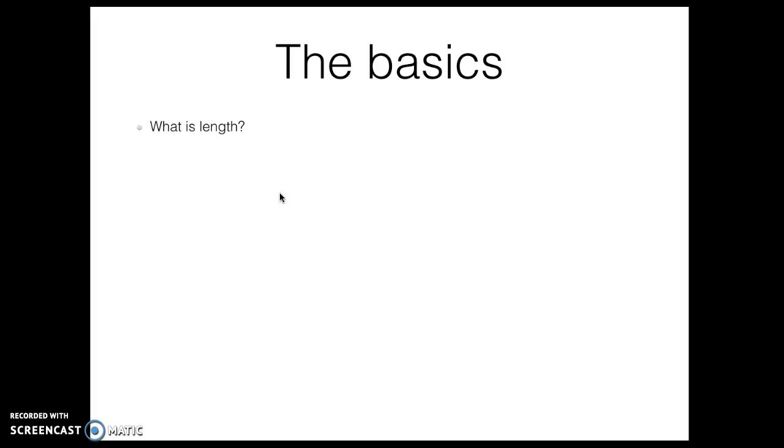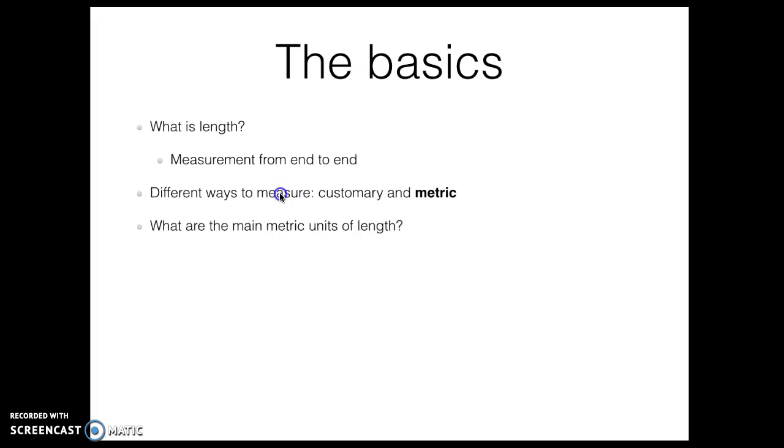What is length? Sit there and think about that for a moment. Length is the measurement from end to end. It could be an object, it could be a distance, it could be your height, it could be the measurement of the length of an object. It could be from one city to another. That is length. There's different ways to measure. There's customary and metric. You're used to customary measurements such as inches, feet, yards, and miles. However, metric's a little bit different.